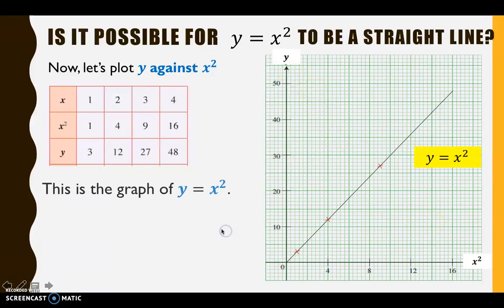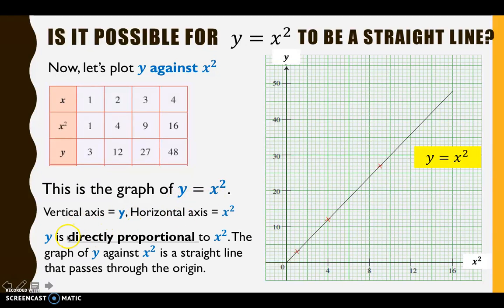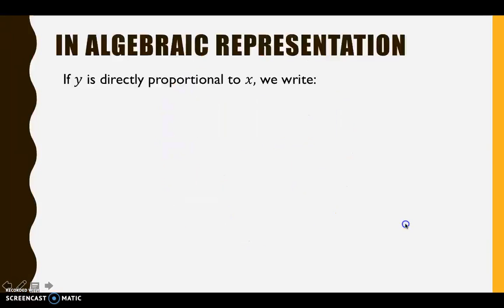So therefore, I can conclude that because the graph of y against x squared is actually a straight line that passes through the origin, therefore y is directly proportional to x squared. So you find that pretty much any two quantities can be directly proportional so long as if I were to plot one quantity against the other on the axis, I get a straight line that passes through the origin.